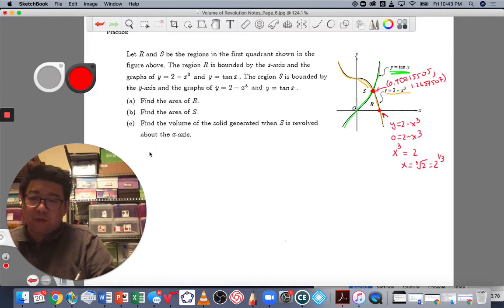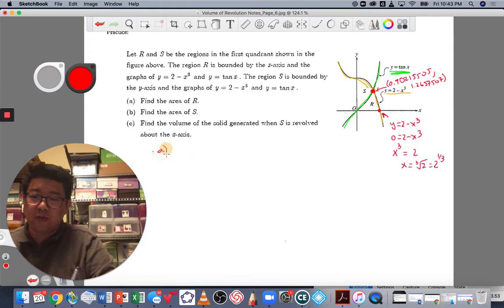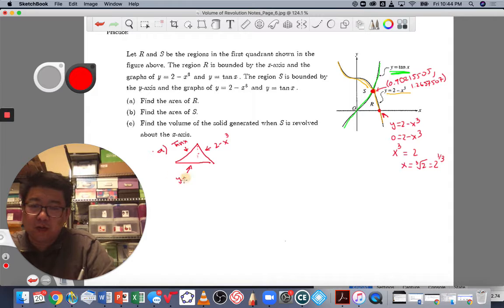All right, so find the area of R. We've done enough setup work. We should be able to do this part pretty quick now. So for part A, find the area of R. Well, you're going to notice that it's going to have 2 different regions because you have 2 different tops up here. So this one is tangent x. This side over here is 2 minus x cubed. And then this bottom part is y equals 0, which is the x-axis.